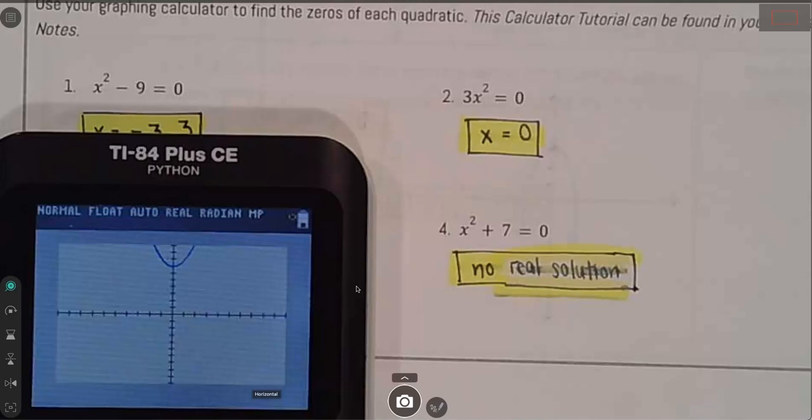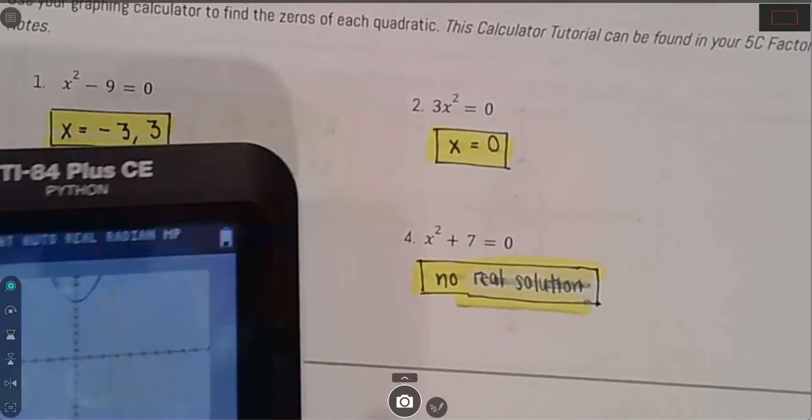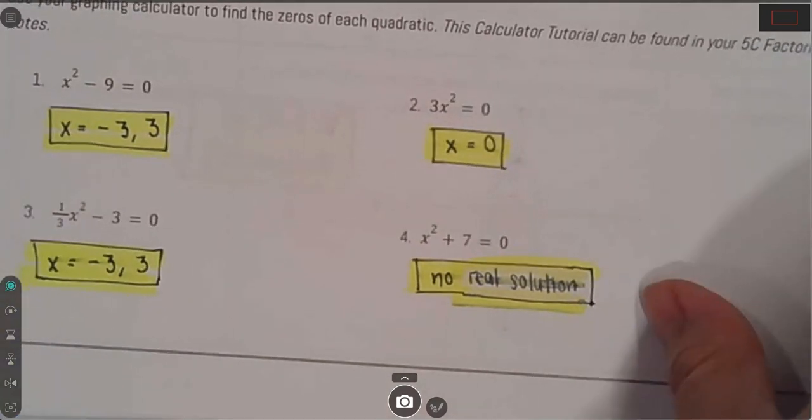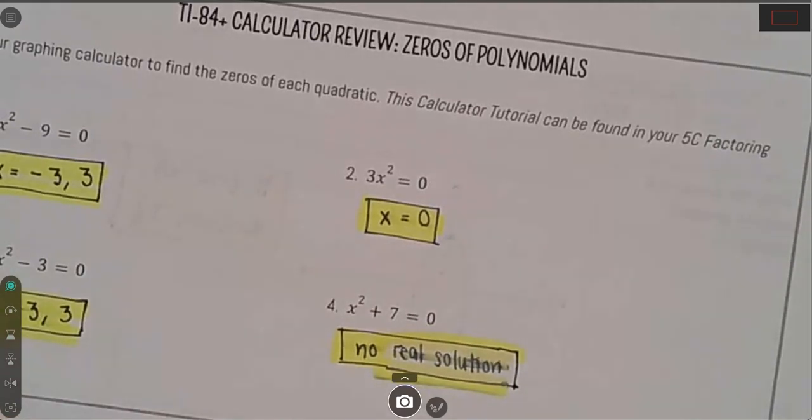Graph it. So if you're looking, where does this graph hit the x-axis? It doesn't. So the answer is no real solution. Now, when you get to Algebra 2, you'll learn that there actually are solutions to this. They're imaginary or complex. But for this class, we're not going to be learning imaginary numbers, so you just need to write no real solution. All right, moving on to the next page.